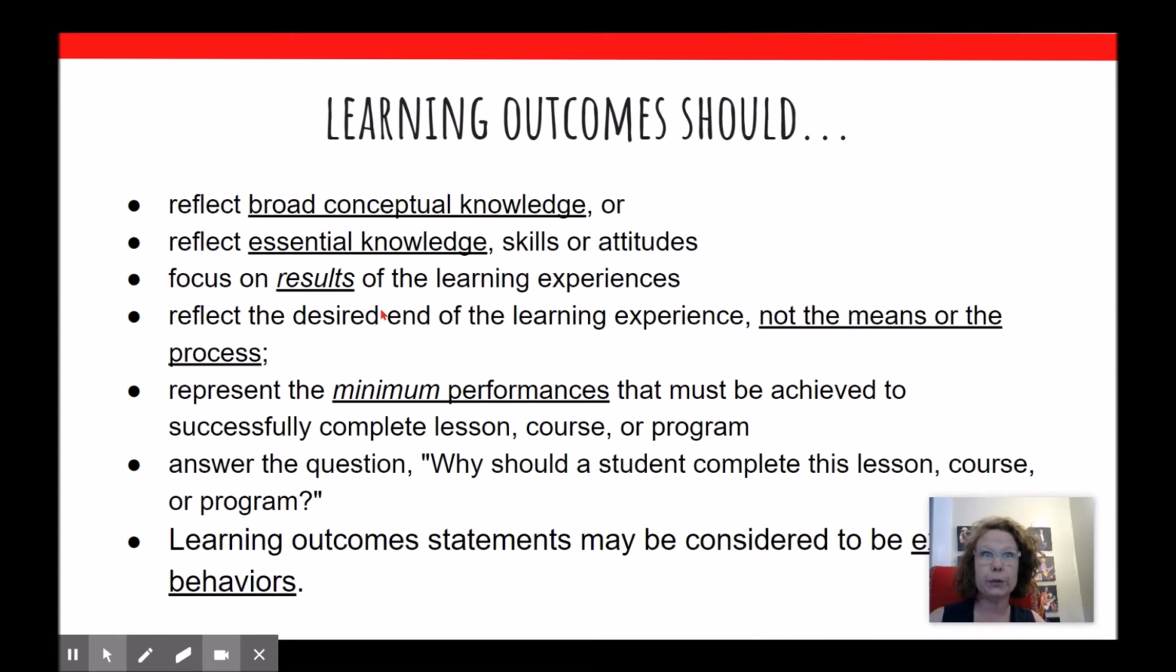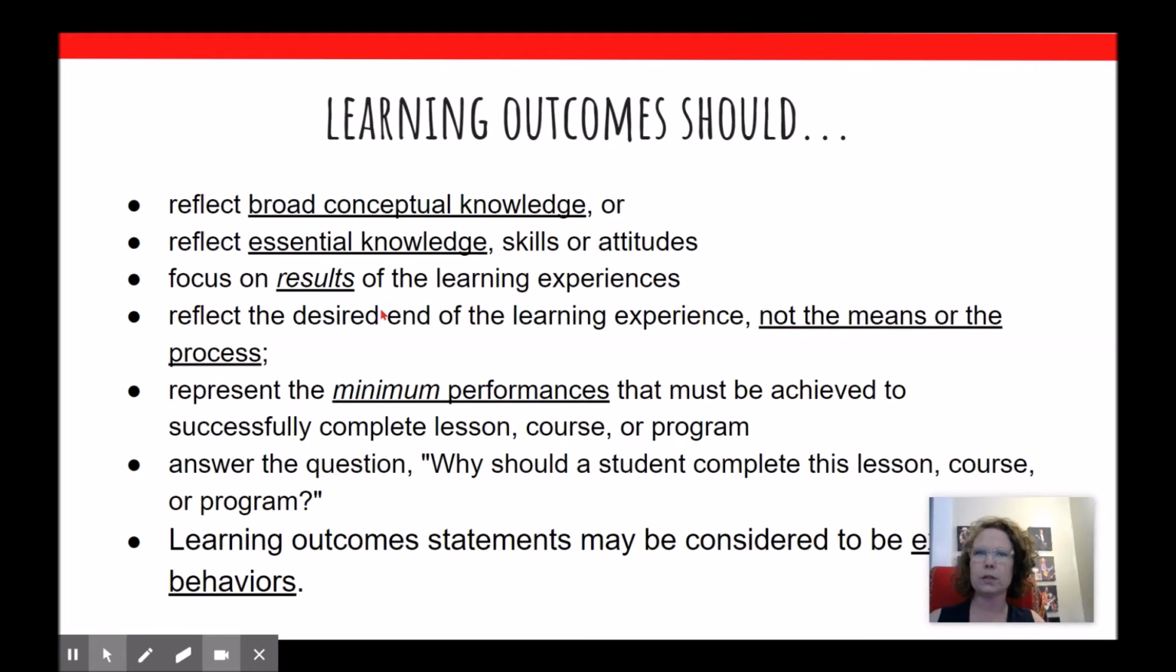What should they include? They should reflect broad knowledge about the content or reflect essential knowledge, skills, or attitudes that the student should be able to demonstrate. So it's either broad conceptual knowledge or something more specific. It should concentrate on the results of the learning experience, because remember, your learning outcomes help dictate what you'll learn within the context of that lesson. So it is not a means or an end of the process of learning. It reflects what is desired at the end of the lesson.